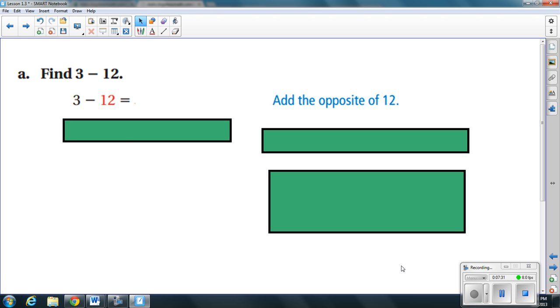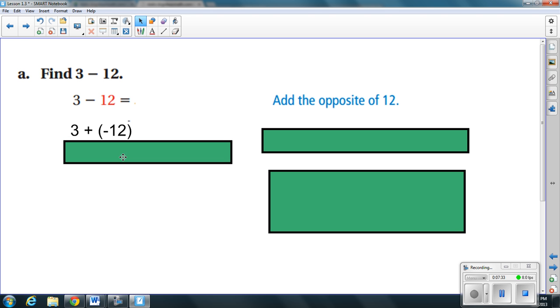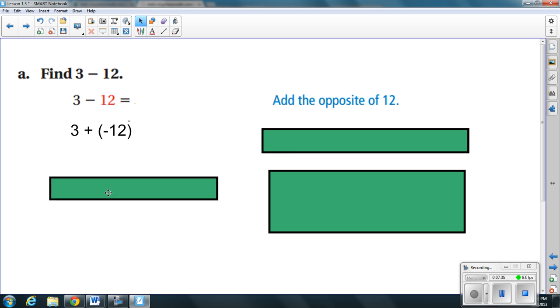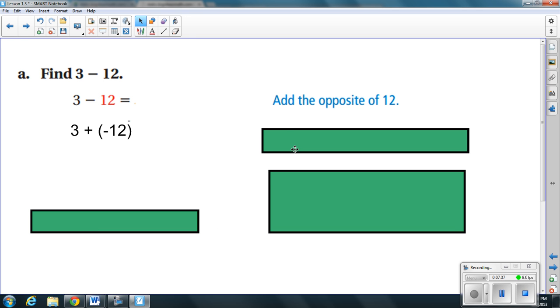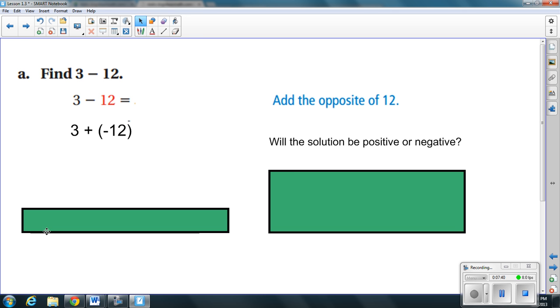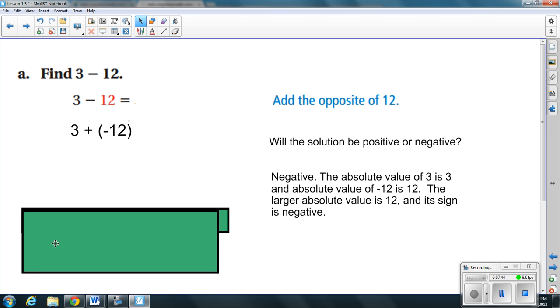All right, find negative 3 minus 12. Negative 3 minus 12 is the same as negative 3 plus the opposite. And the solution is negative. The absolute value of negative 3 is 3. The absolute value of negative 12 is 12. The larger absolute value is 12, and its sign is negative. So my answer will be negative something. The solution, the actual number, is not important right now.